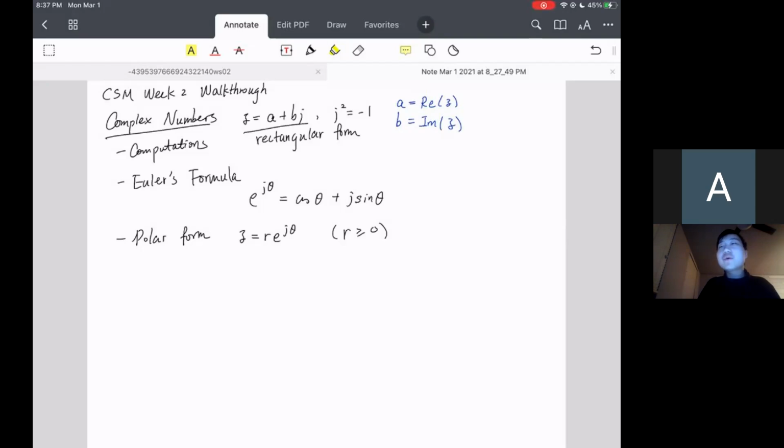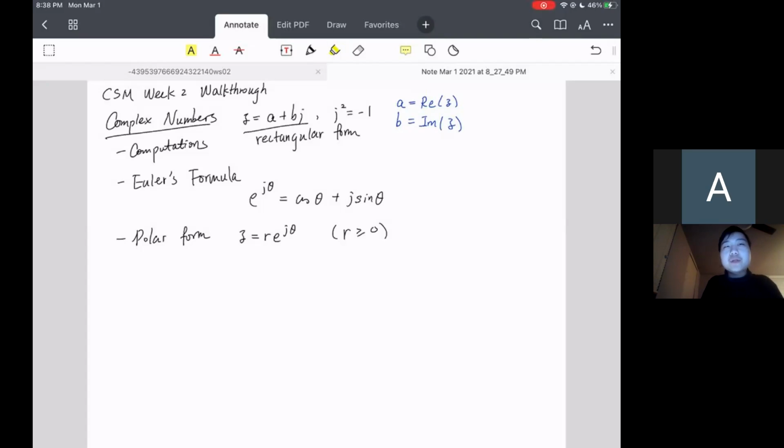Then we have Euler's formula, which is probably the most important property of complex numbers in 16B. Euler's formula states that e to the j theta is equal to cosine of theta plus j times sine of theta. Okay? Its derivation can be given using power series, which we will not elaborate in this walkthrough.